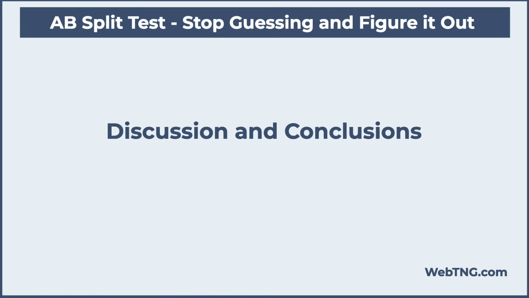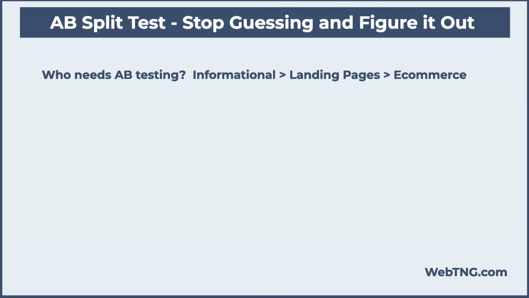All right, so this is the A/B split testing plugin walkthrough. Now for some discussion and conclusions. Obviously, there are some WordPress websites which are informational only, but the majority of WordPress websites have something they want the visitor to do, i.e. convert, whatever that desired action is. And those websites that want some type of action can benefit from A/B testing.